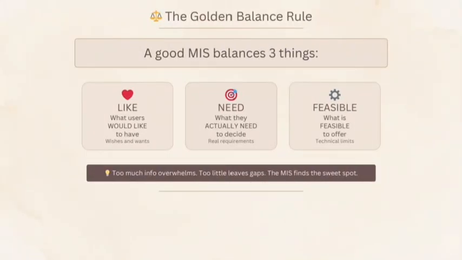The golden balance rule. A good MIS balances three things: what users like to have, what they actually need, what is feasible to offer.